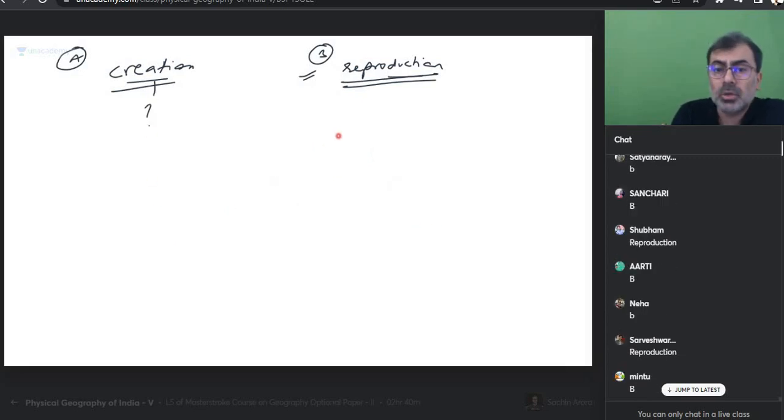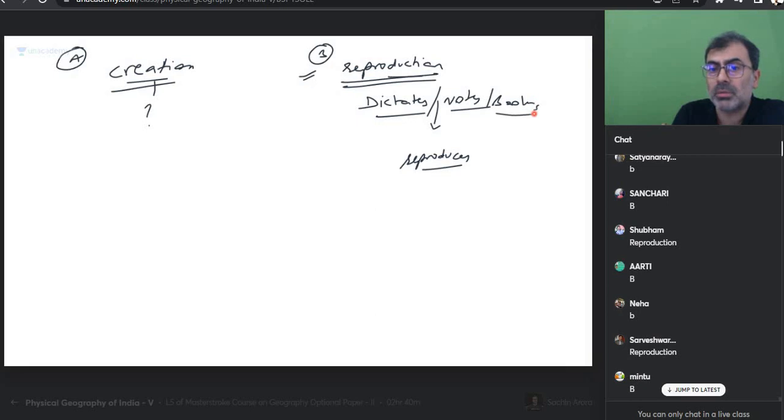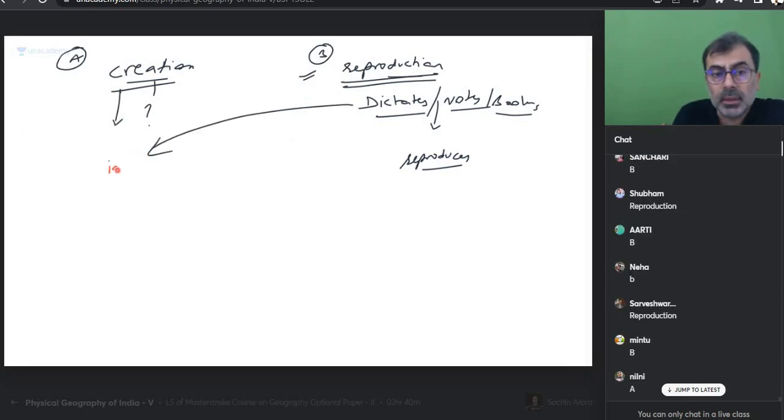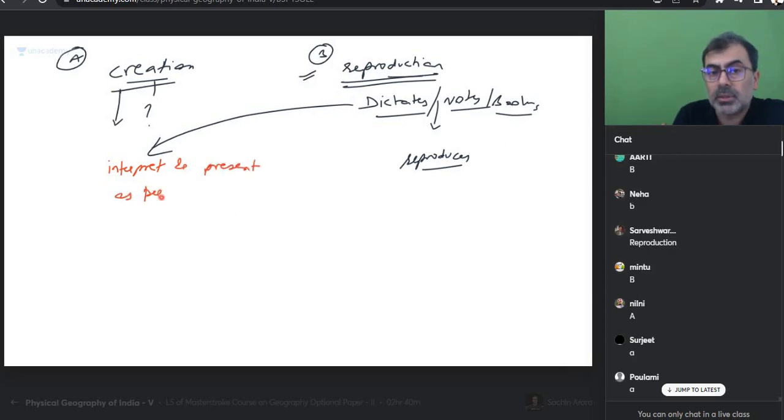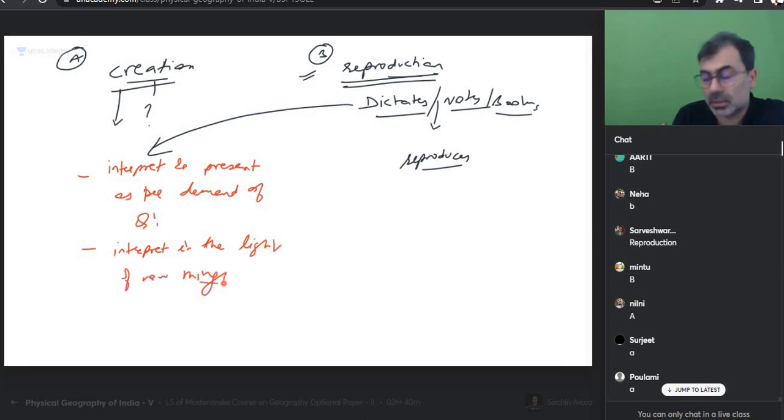Yes, sir. So a teacher dictates something, and the student reproduces. Teacher dictates, or the notes, or the books. Whatever is written in the books, can we reproduce or not? We can really reproduce. Where is the challenge? Interpret and present as per demand of the question, or interpret in the light of new things. Use new illustrations. So everyone, I have a request.